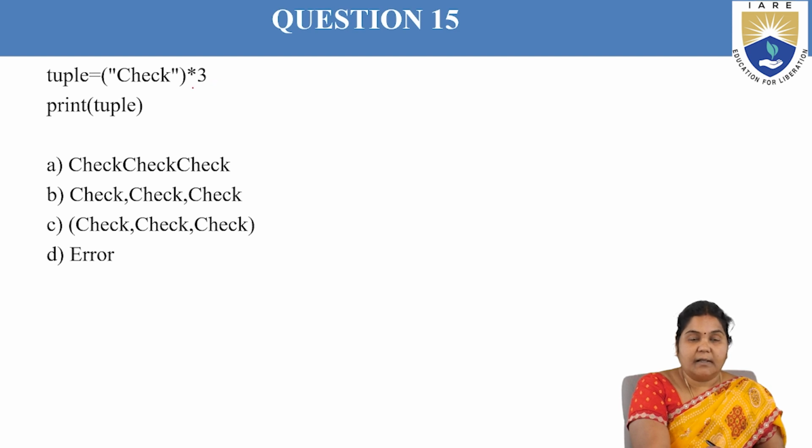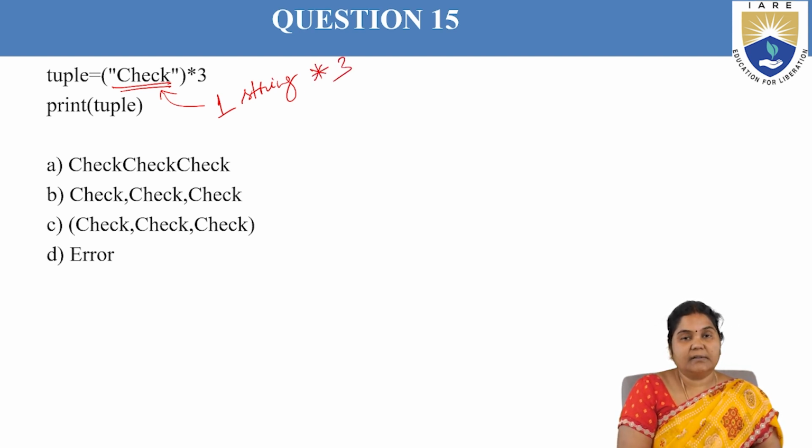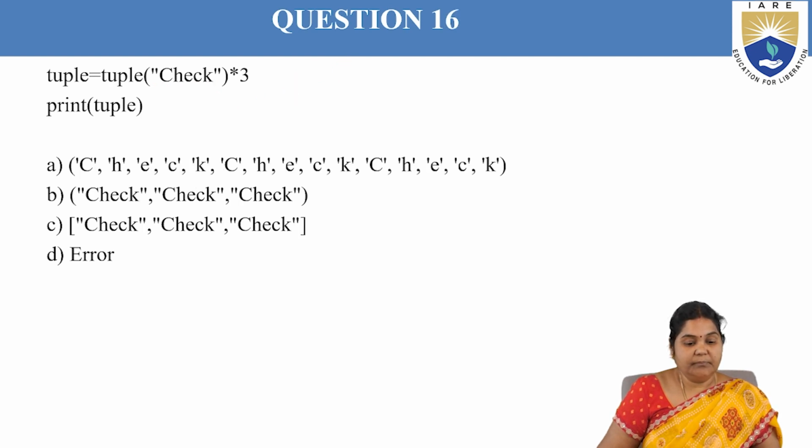Now, next question. Look at this. The tuple contains a single string called check, multiplied 3 times. The tuple contains only a single string. So if you are repeating that string 3 times, that string will be repeated 3 times. So it will be check, check and check. If you print the tuple, it will be check, check, check. So out of these 3 answers, A is the correct answer for this. Let us move on to the next question.